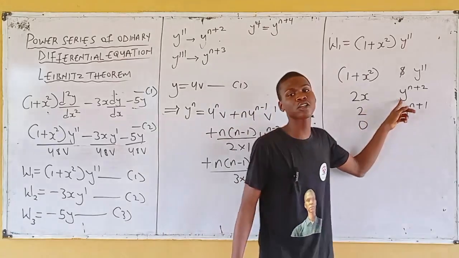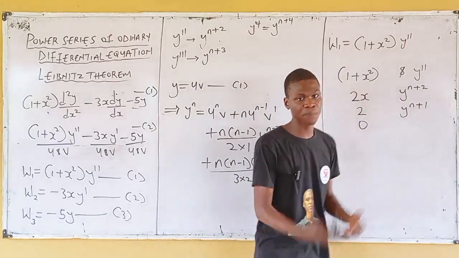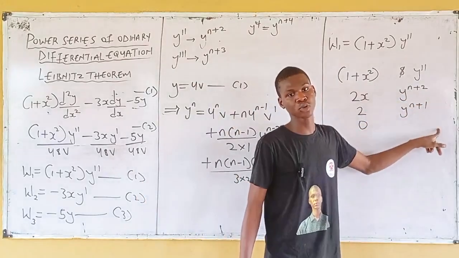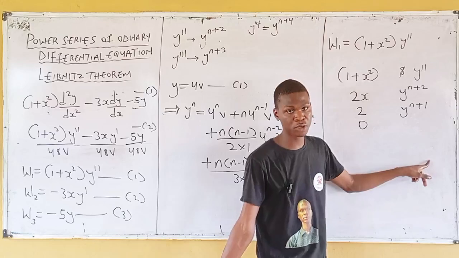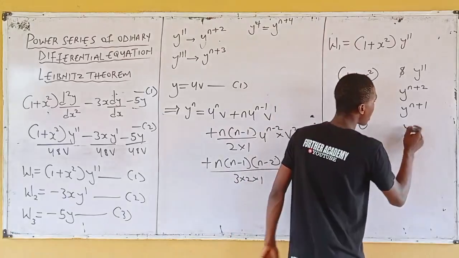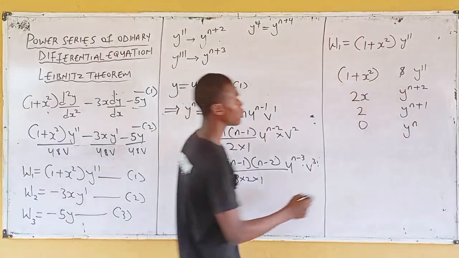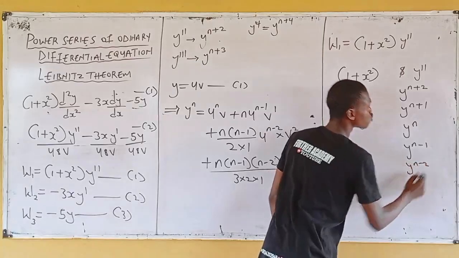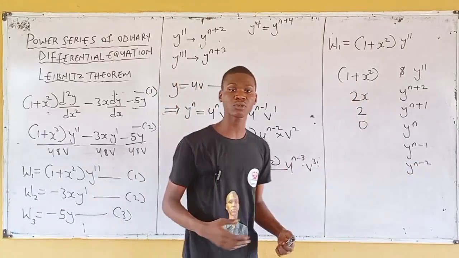Similarly, I'm having y raised to the power of n plus 2. What does it mean? It means the power keeps decreasing. If you are starting with n plus 2, the next one becomes what? N plus 1. The next one becomes what? N. The next one becomes what? N minus 1. So that's what we are saying, right? So meaning from here, I have y raised to the power of n. What do I have again? Y raised to the power of n minus 1. Y raised to the power of n minus 2. It keeps following that particular pattern, right?